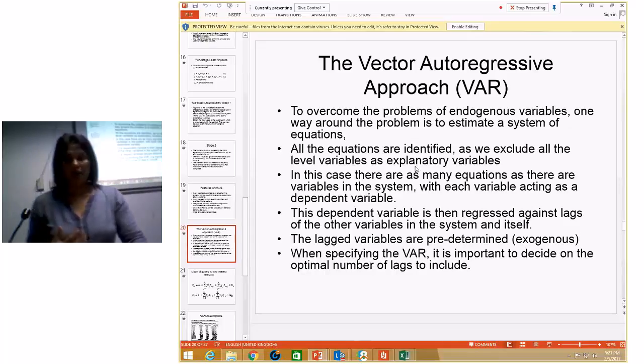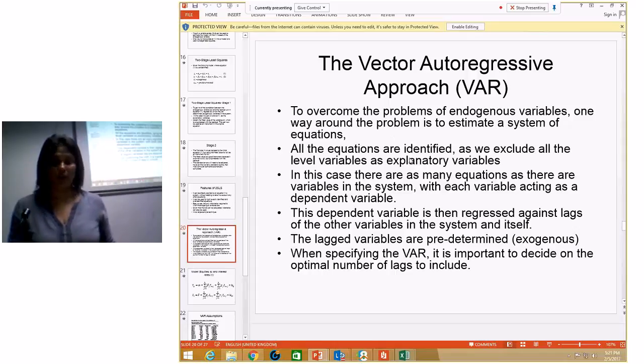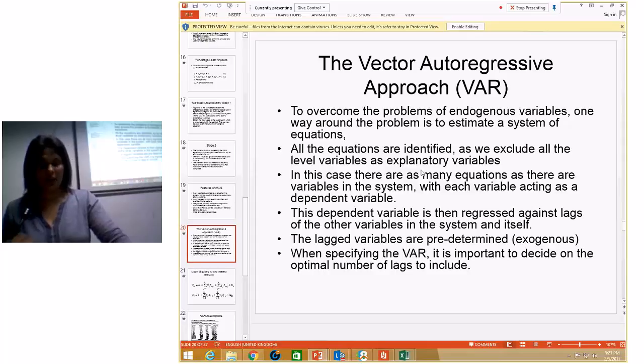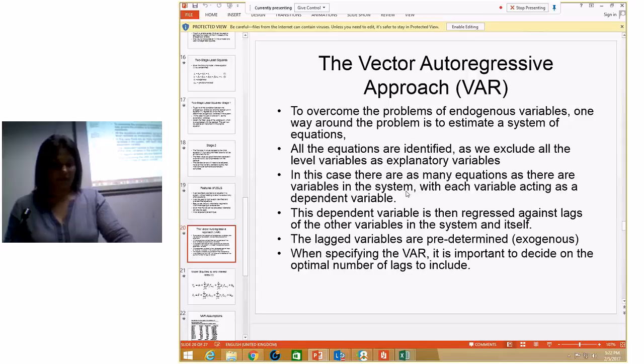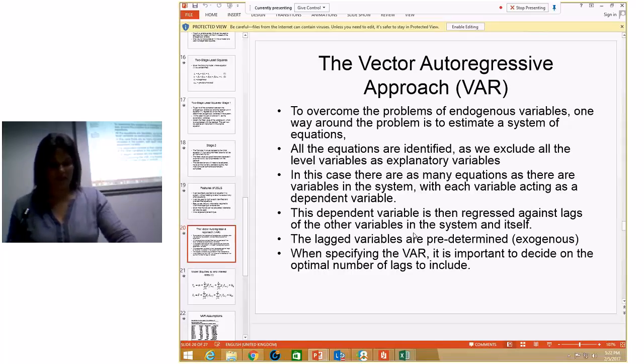To overcome the problem of endogenous variables, one way around it is to estimate the system of equations. All equations are identified, then we exclude all levels of variables as explanatory variables. Then each variable acts as a dependent variable. The lag variables are also predetermined. These are the exogenous variables.